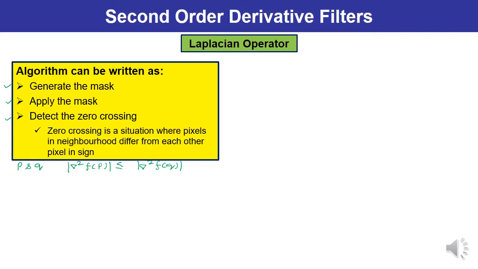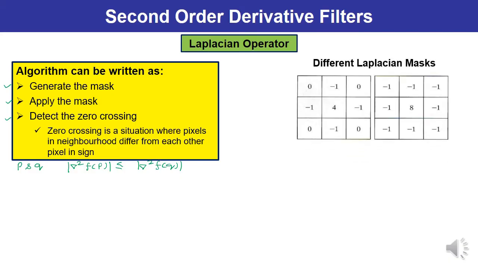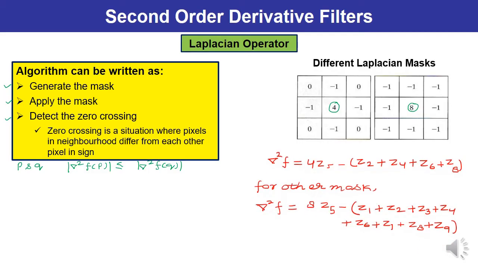And there are several types of Laplacian mask. Let us discuss a few of them. See, in this image diagram, you can see there are two Laplacian masks, and both have the center coefficient as a positive value. Here it's 4, and in the second one its value is given as 8. So how to write it mathematically? The Laplacian for this 3 cross 3 mask is given over here.